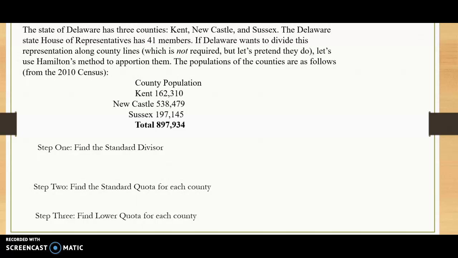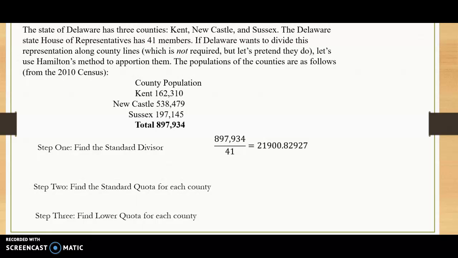So step 1 in Jefferson and Hamilton both is to find the standard divisor. So we want to take the total population, and here it's given to us, 897,934, and divide by the 41 seats. There we go. All right, so we've calculated this, and we end up with 21,900, and our decimal is 82927. I would leave that decimal place there as long as it is until the very end.